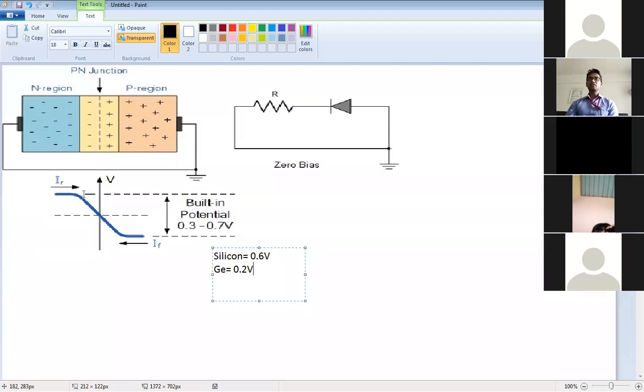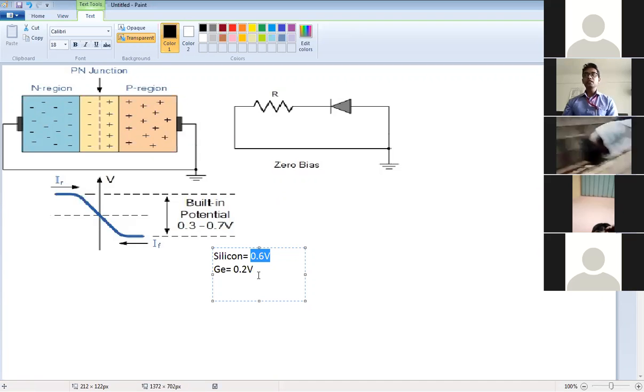This barrier potential. Getting? So when we connect diode in forward bias condition, and when we apply this much amount of voltage, then diode starts conducting. Hopefully the topic is covered now, correct? Any doubt in this?